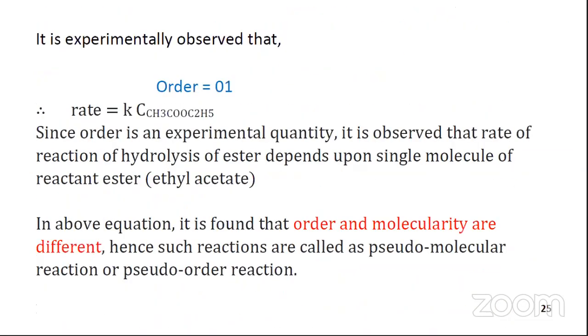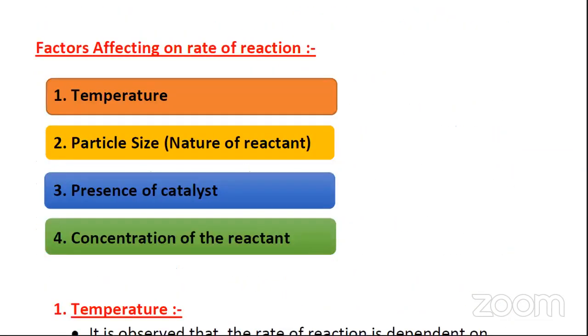Okay. Now let us move to the next. Factors affecting the rate of reaction. What are the factors which affect or alter the rate of reaction? There are only 4 factors. First factor is temperature, second particle size, third presence of catalyst, and fourth the concentration of the reactant. Let us discuss each factor one by one. Temperature or pressure, both are similar. So what is the effect of temperature on rate of reaction?